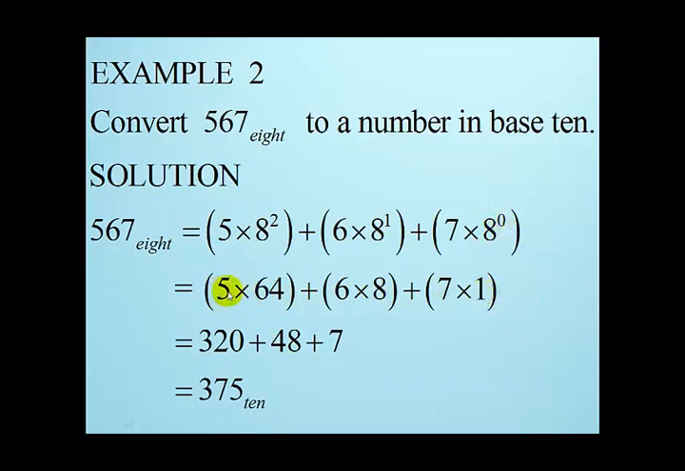Now 5 times 64 is equal to 320, plus 6 times 8 is equal to 48, plus 7 times 1 equals 7. Now 320 plus 48 plus 7 is equal to 375 base 10. This means that 567 base 8 is equal to 375 base 10. That is how it's read.